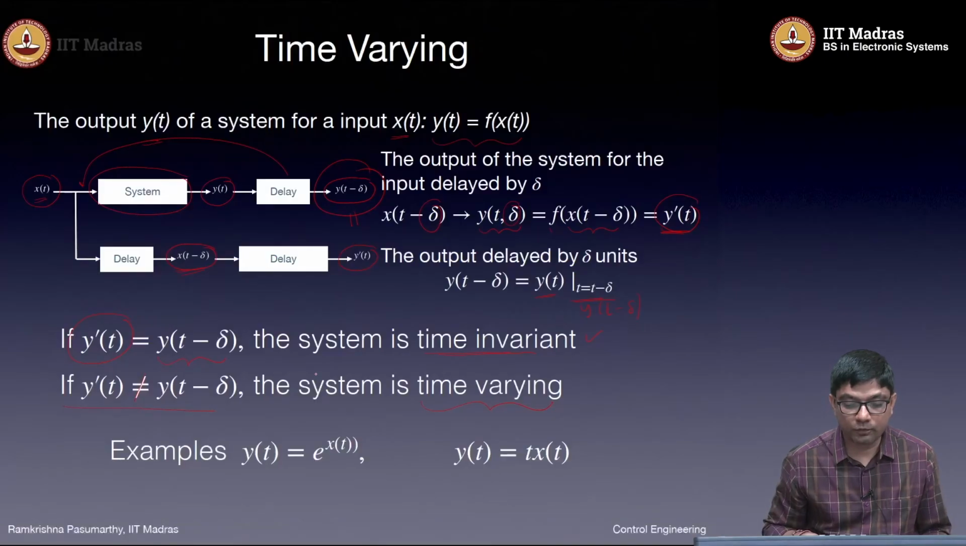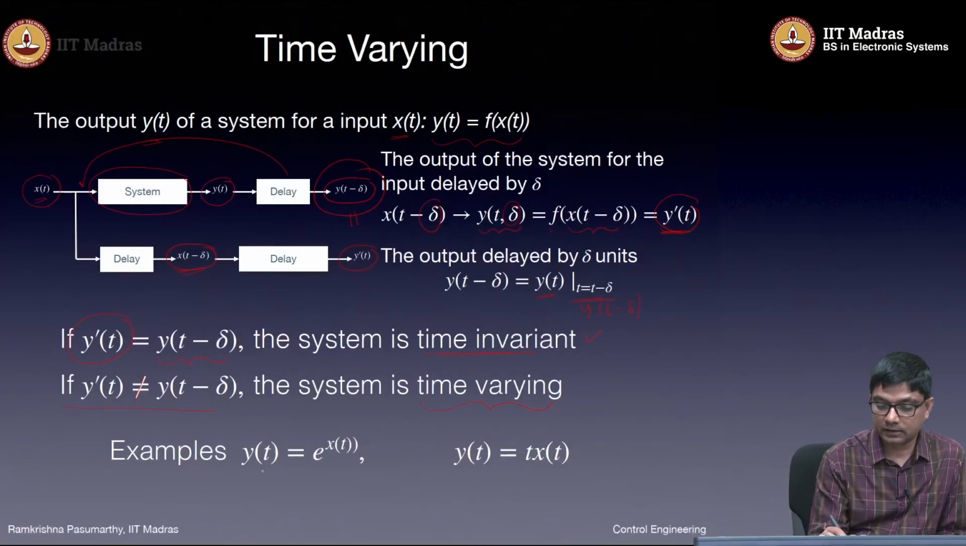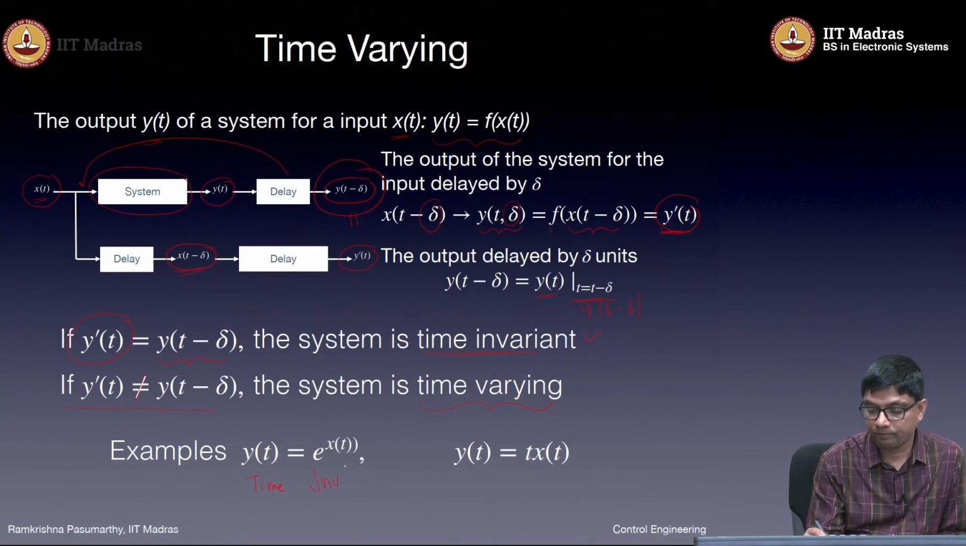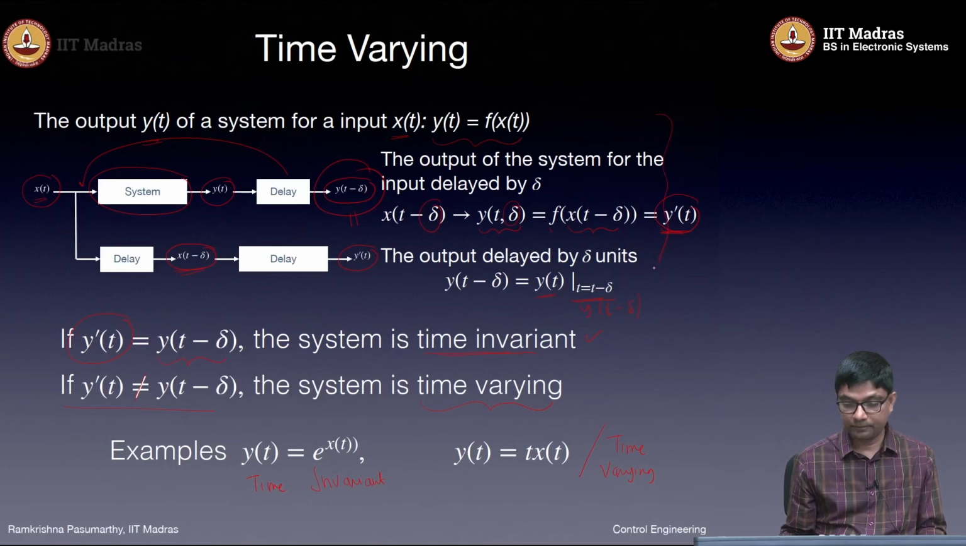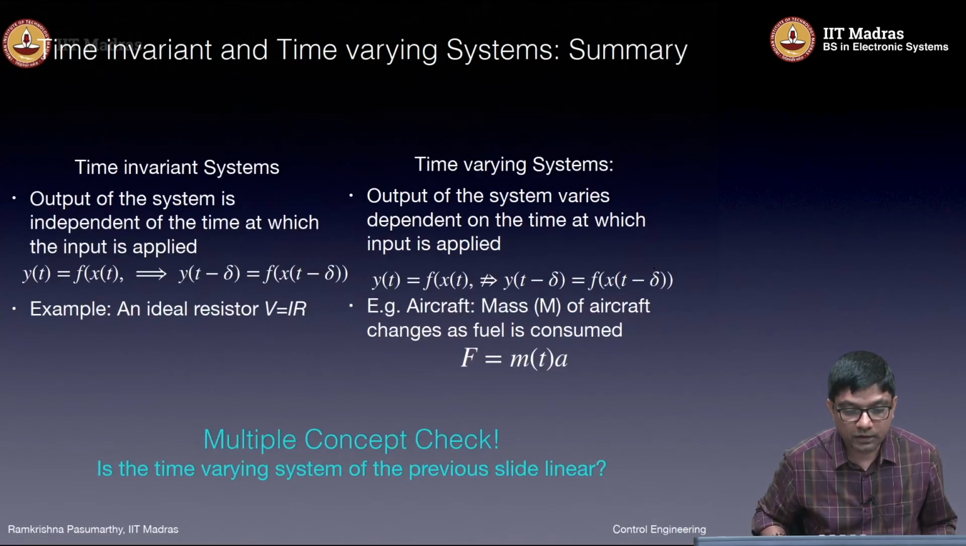Okay, back to where we were, right? So this is time invariant, and this is time varying. How do I check mathematically? Is with these explanations here. Okay, nice. So far so good.